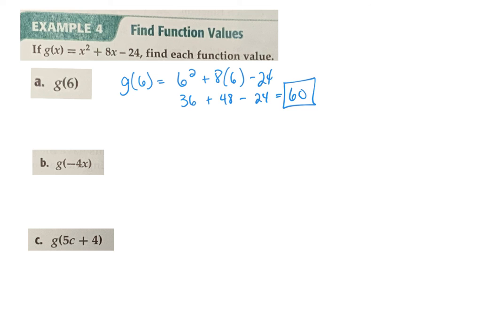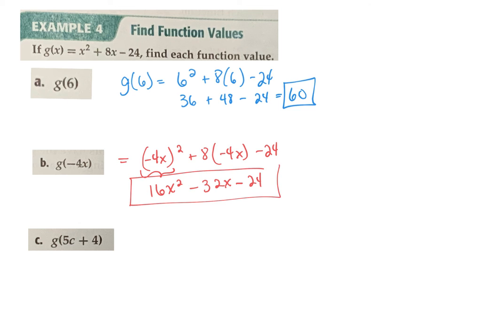What happens when they tell me to put negative 4x in there? Well, that is just going to be negative 4x squared plus 8 times negative 4x minus 24. Don't forget, by the way, when you do this, that you have to square both of them. Negative 4 squared is 16, and x squared, minus 32x minus 24. I cannot combine any of those. That is my answer, all right?